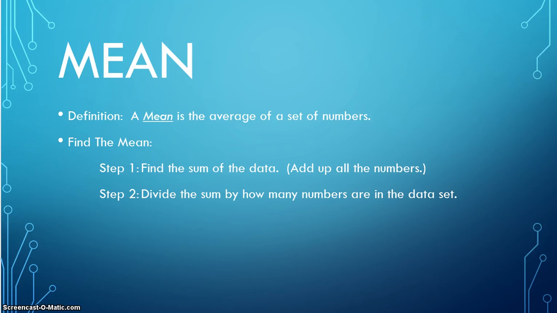First, we're going to find the sum. If you don't know how to find the sum, there's another video on it, and I recommend going back and checking out how to do that. But basically, it's just adding up all the numbers. And second, dividing the sum by how many numbers are in the data set. Alright, so we're going to take a look at an example.